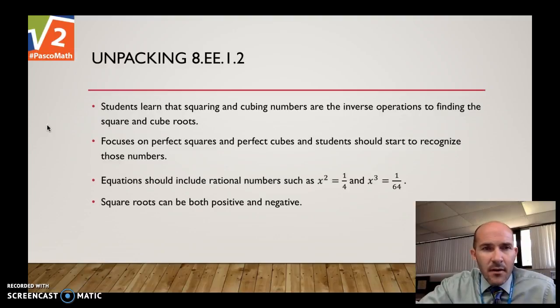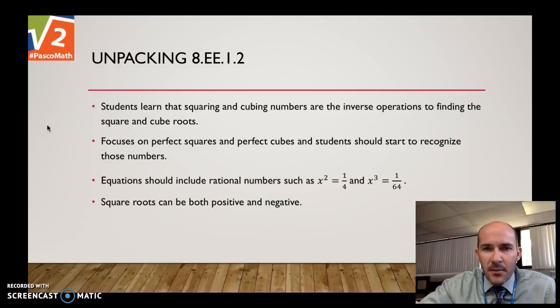The first piece is really looking at students needing to learn that squaring and cubing numbers are inverse operations to find the square and cube roots. Really build on that earlier work. They have experience with solving equations in grade 6 and grade 7, so that inverse operation language should be there, and just connect it to squaring and square root and cubing and cube root. Focus on perfect squares and perfect cubes, and students should start to recognize those numbers.